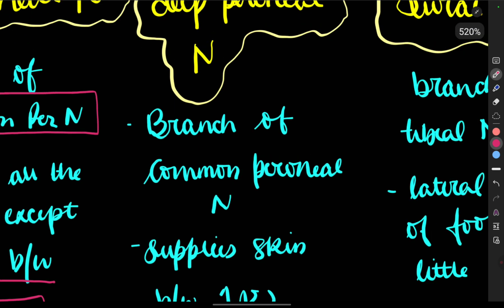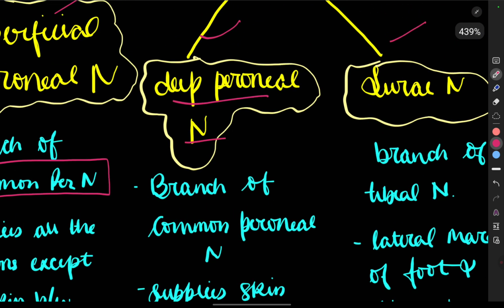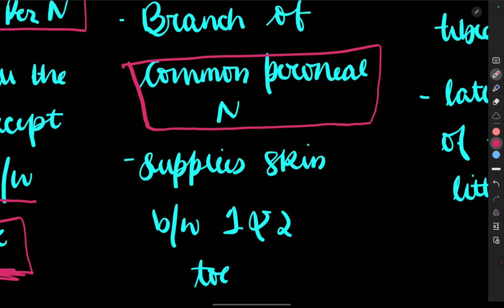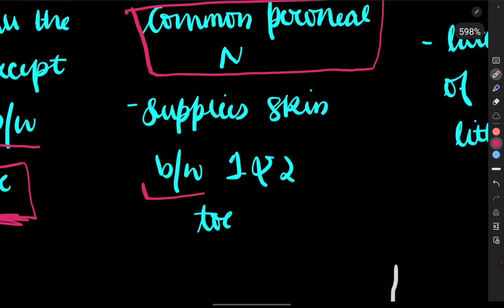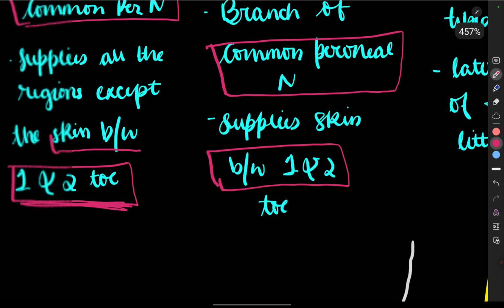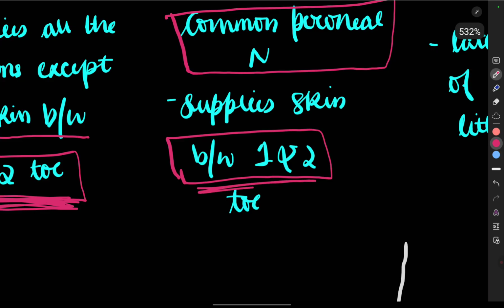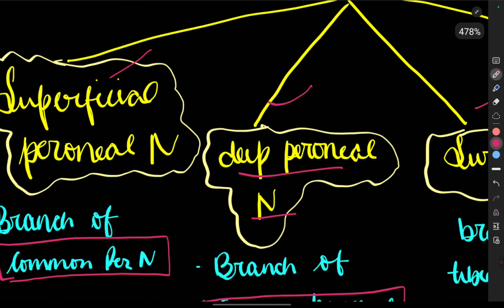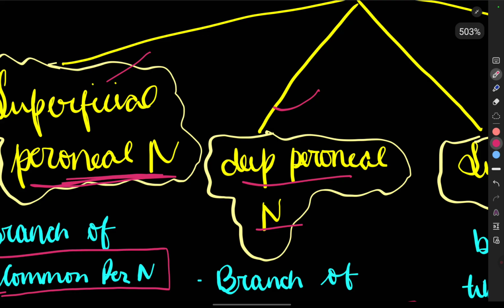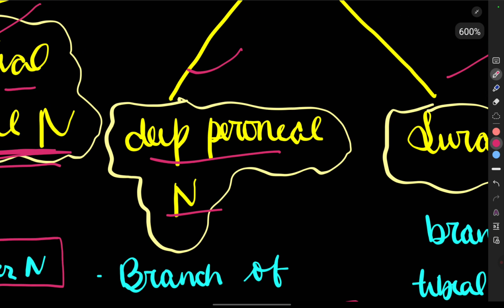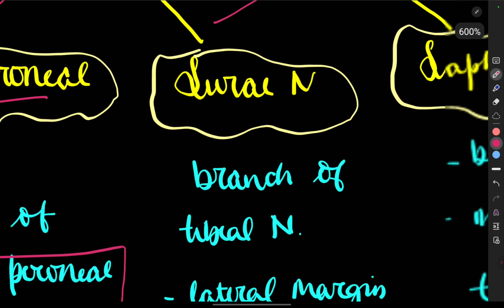and the second toe. Now, the deep peroneal nerve is also a branch of the common peroneal nerve. It supplies the skin between the first and the second toe. See, the superficial one doesn't supply the skin between the first and second toe, but the deep one supplies the skin between the first and second toe. Those are the peroneal nerves. The superficial peroneal nerve supplies most of the region, and the deep peroneal nerve, less region, that is the skin between the first and the second toe.